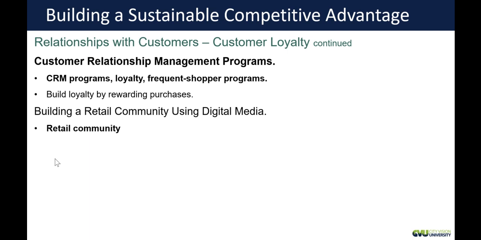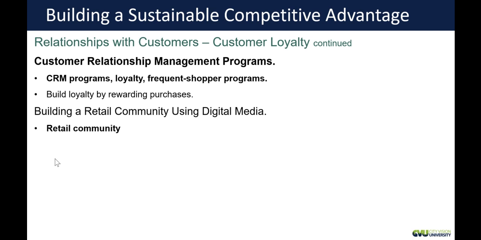Another way that we can do this is using technology, and we'll talk more about this in future lectures, where we would create a customer relationship management program, the CRM model, right? Frequent shopper programs, a loyalty program. We're rewarding people for purchases, right? This is where you go in and they ask, hey, do you have a loyalty card? And you punch your card number in, right? Those are things that build relationships with your customers over time, and will develop that sustainable competitive advantage.